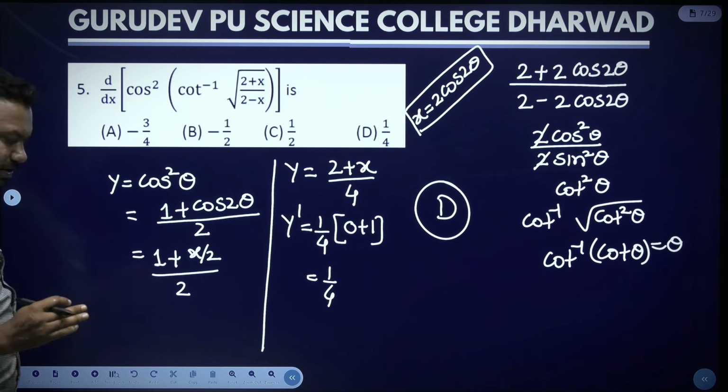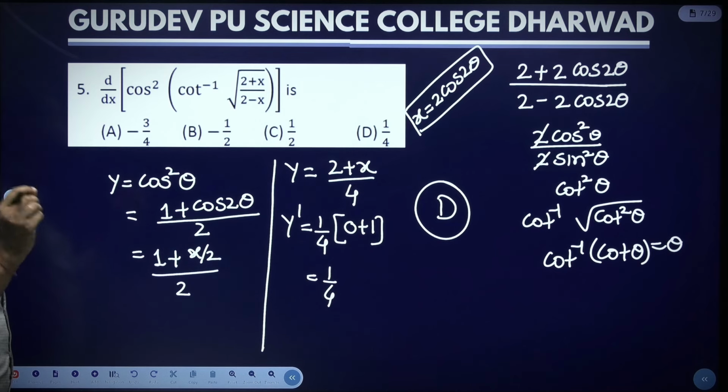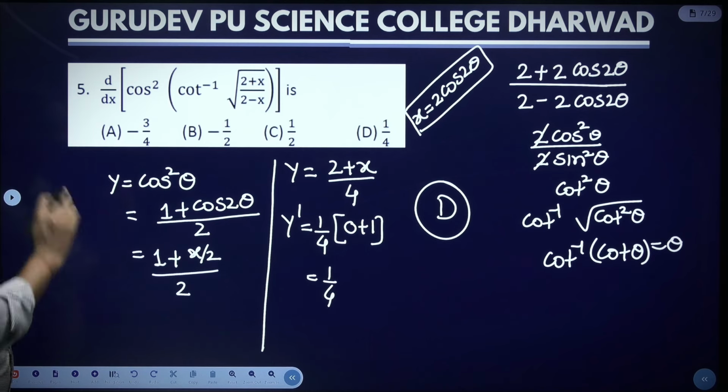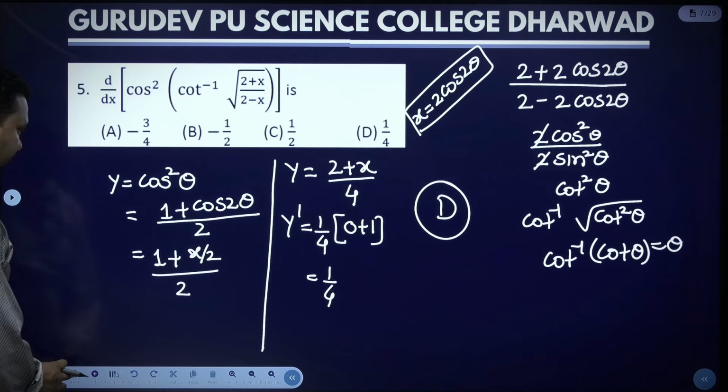Clear? This question is from differentiation of a function which involves an inverse trigonometric function. If it is asked in particular, simplify and then differentiate. Right. Let's go for the next one.